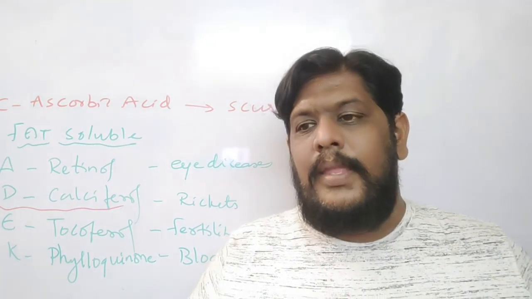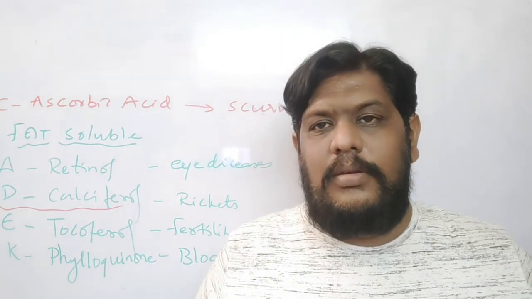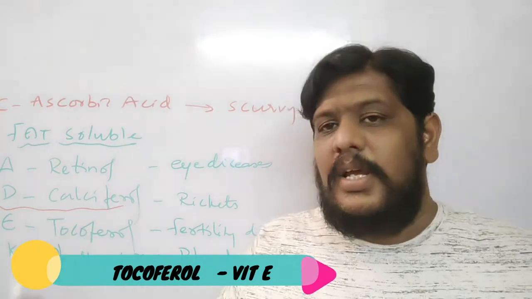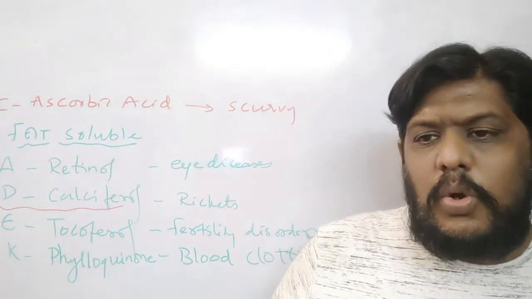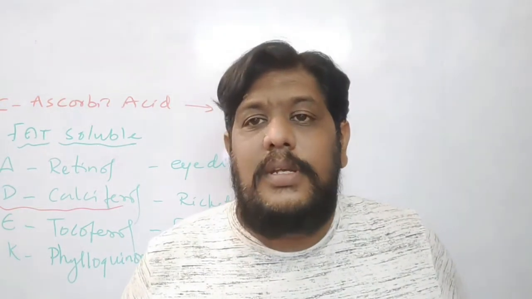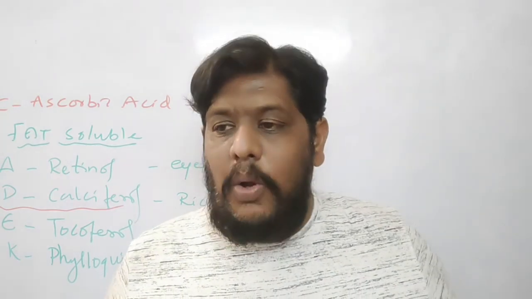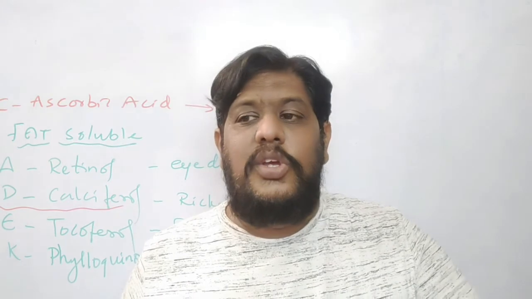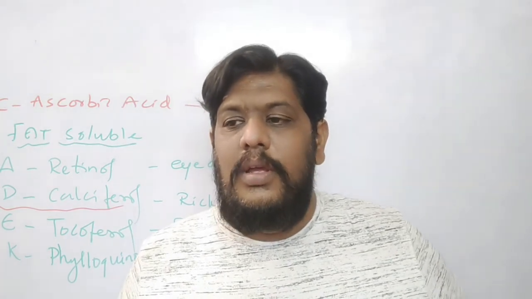It should not be deficient in the diet. And the next one is tocopherol. Vitamin E is also called tocopherol. Tocopherol is basically present in fruits, vegetables, sprouts, meat, egg, and sunflower oil. These are the sources of tocopherol.